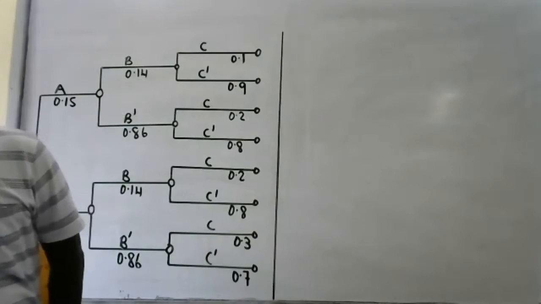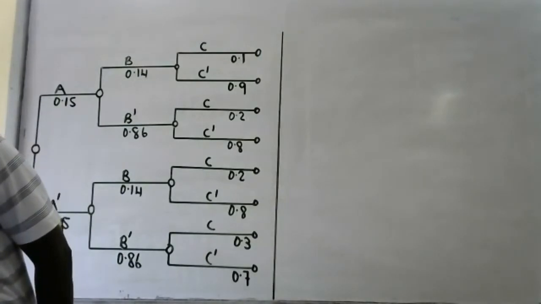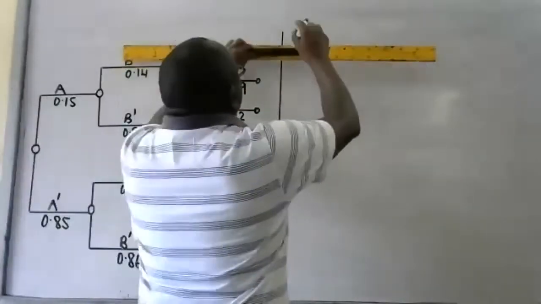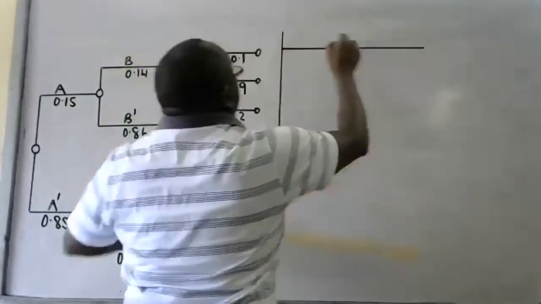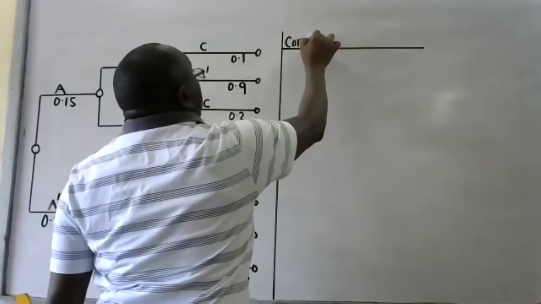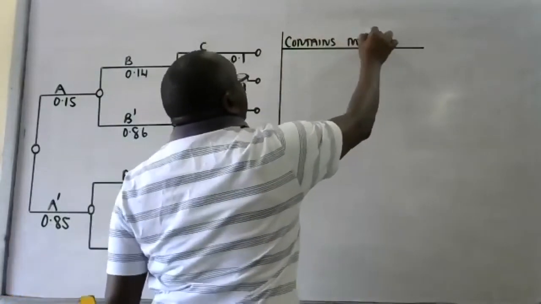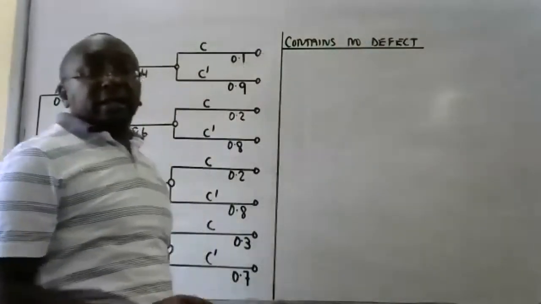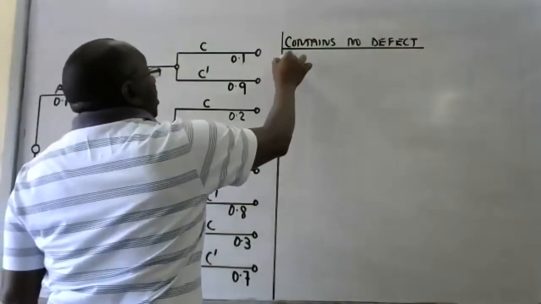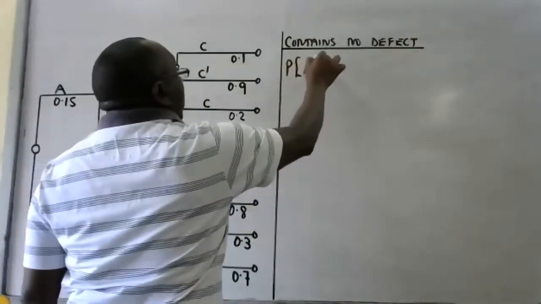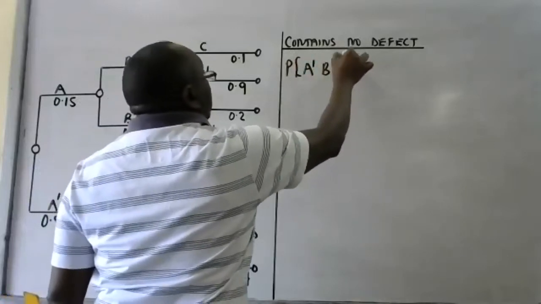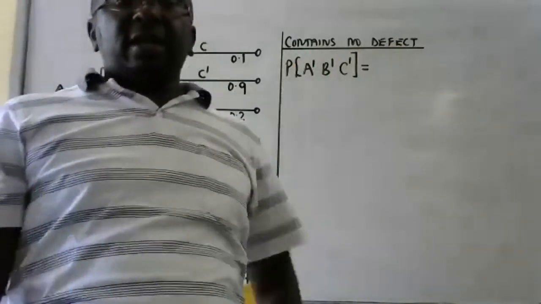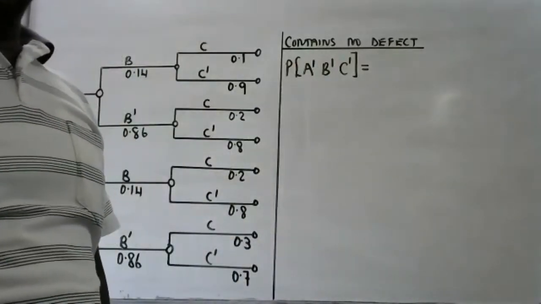Now you are told to get the probability that the item contains no defects. Contains no defect simply means the probability that you don't have A, you don't have B, and you don't have C. That's the meaning. You don't have A, you don't have B, and you don't have C.